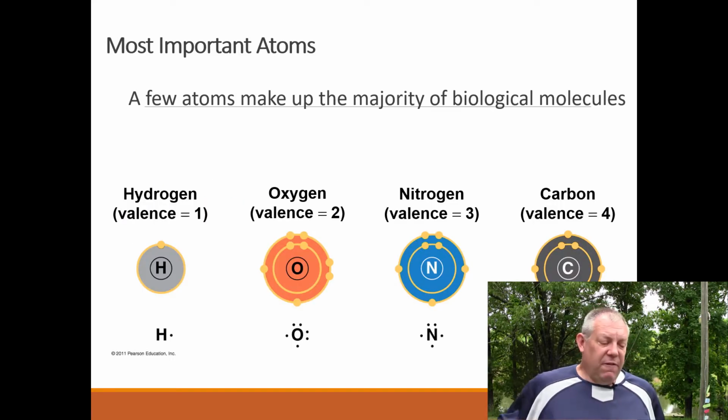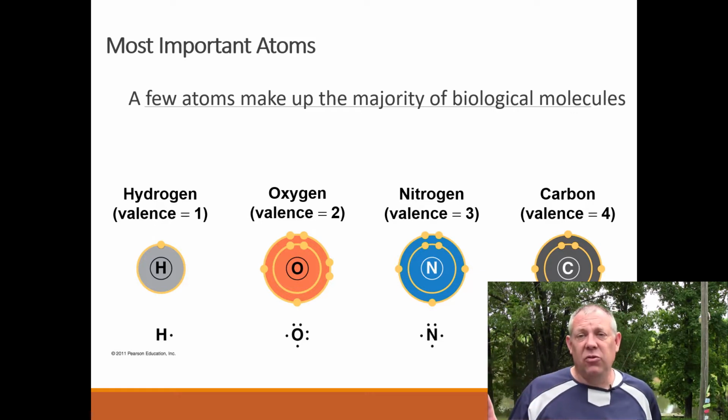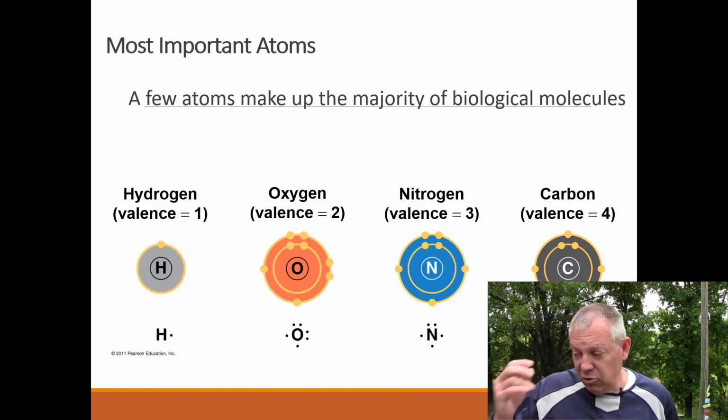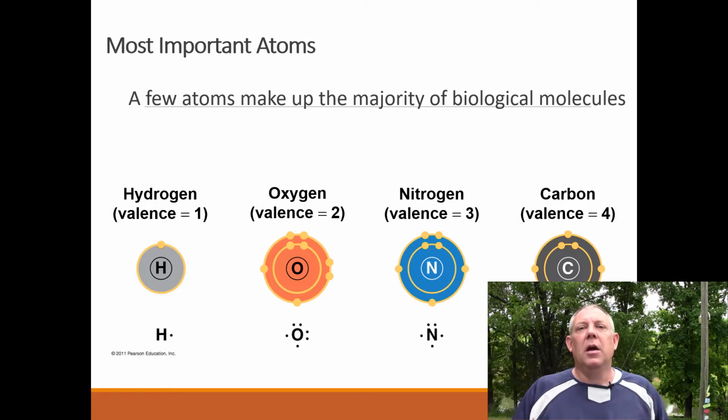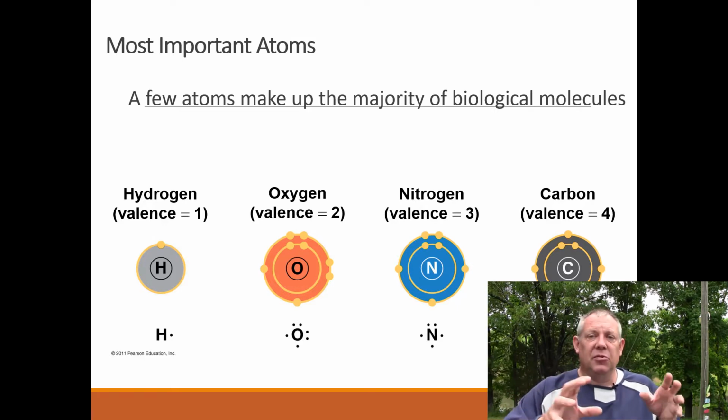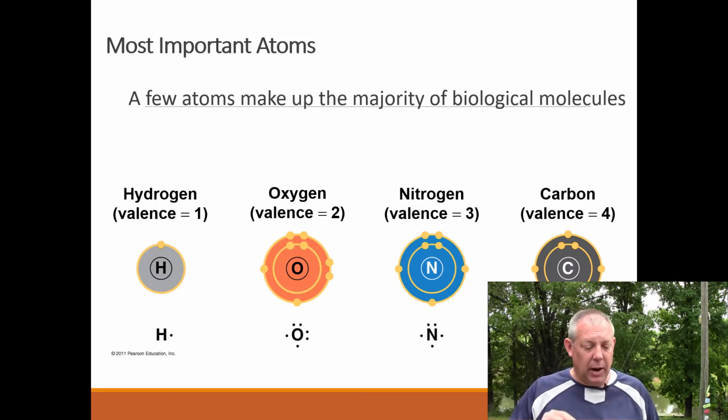In biology, a few atoms make up the majority of molecules. So you got that whole periodic table and all that stuff that you work with in chemistry. And to be sure, a lot of those elements are important here and there. But the majority of the chemistry we talk about is made up of only a handful of elements, that we're talking about right here.